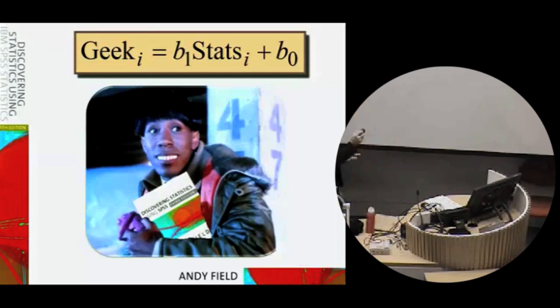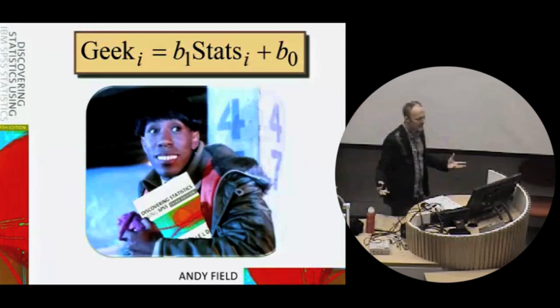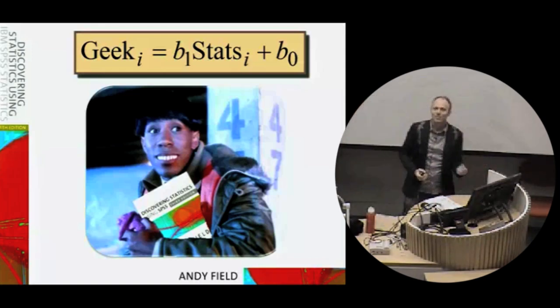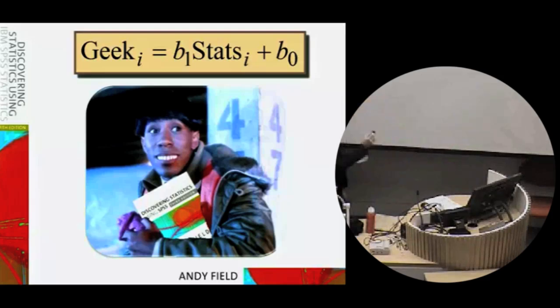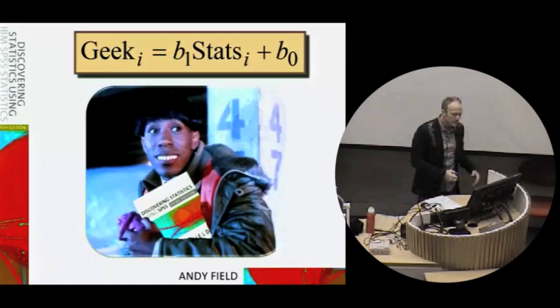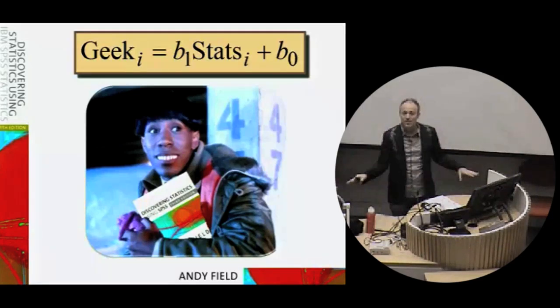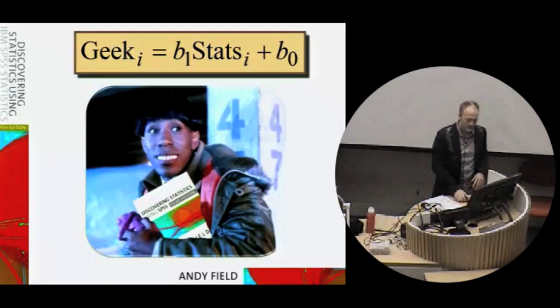Now, the important thing is we've got this beta 0. It tells us how geeky our sample would be if their love of statistics was 0. And we've got this beta 1 which tells us about the relationship between these two variables. So if this beta 1 is positive, it means that loving statistics doesn't necessarily make you, but is related to being more geeky. If it's negative, it means that loving statistics is related to being less geeky. And if it was 0, it would mean no relationship at all between loving statistics and being geeky.